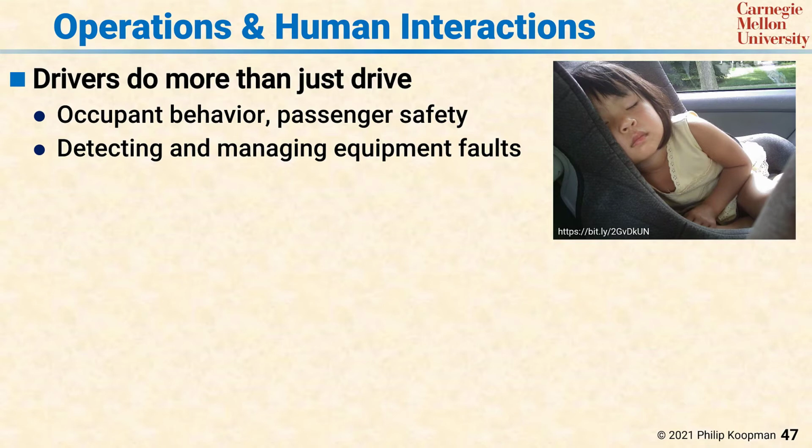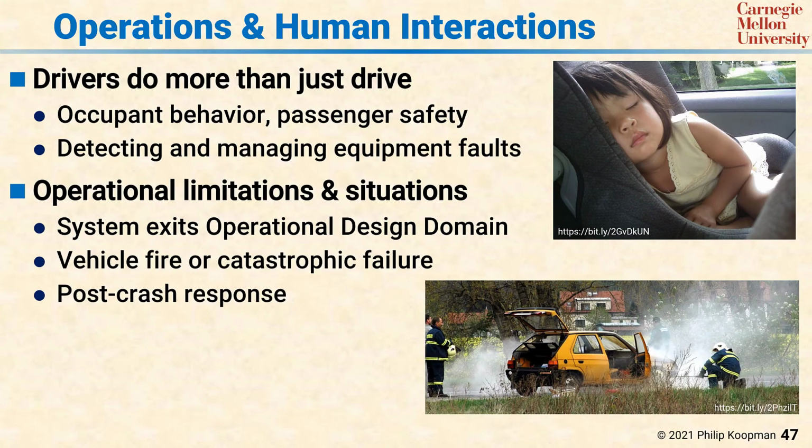We're talking about different aspects of passenger safety that, if you have a fully autonomous vehicle with no qualified driver, you need to have a plan to, for example, keep some parent from sticking their kid into a robotaxi and sending them off to daycare with nobody accompanying them. There are also operational limits in situations that need to be understood. If the system exits the operational design domain, the ADS needs to understand that, even though some of the aspects of the operational design domain might be quite subtle.